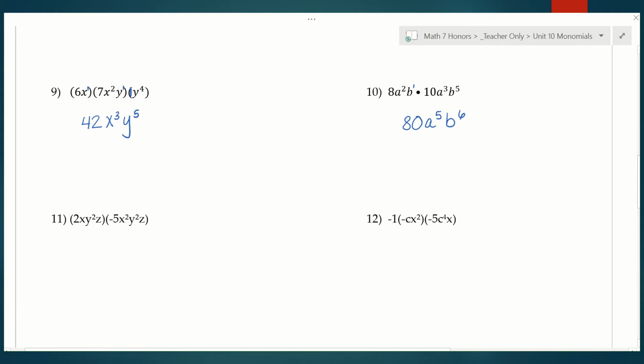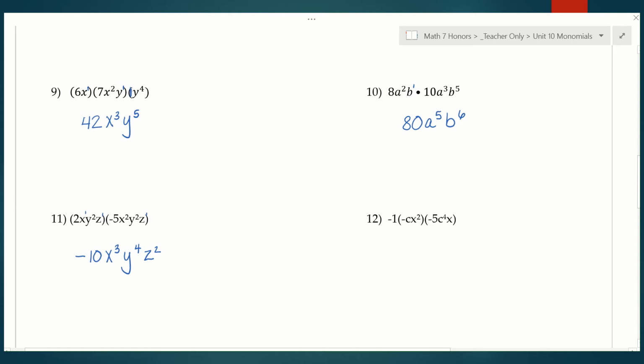Okay, number 11, multiply your coefficients. 2 times negative 5 is negative 10. Now we have 3 variables here, so let's do them each separately. So x to the first times x to the second is x to the third. Y to the second times y to the second is y to the fourth. And z to the first times z to the first is z squared.